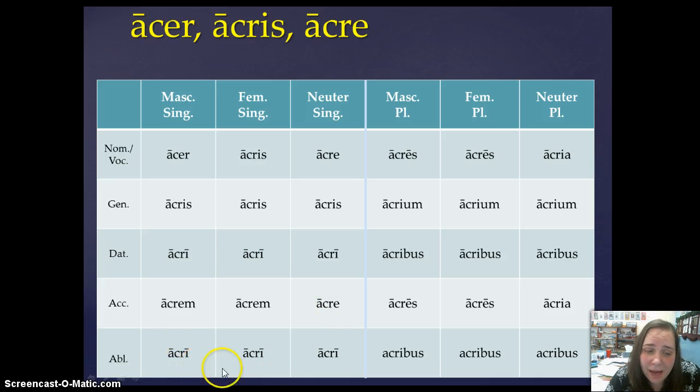Then notice that the ablative singular ending is a long I. You do not have that E ending like you would expect in normal third declension endings. This is third declension I stem neuter in the singular ablative only. So all three of these forms are going to have the long I, not a short E. Then acres, acres, acria, and in the genitive, just notice the I-U-M, acrium, acrium, acrium, acribus, acribus, acribus, acres, acres, acria, and then acribus, acribus, acribus. Exactly what you would expect.